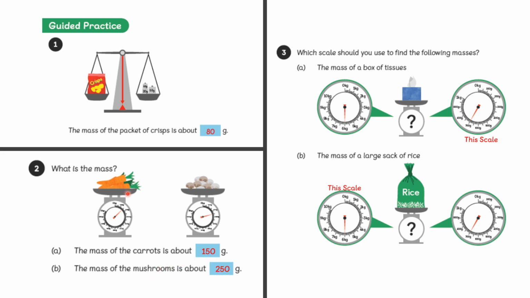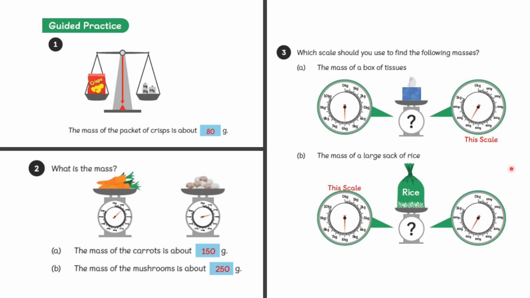Now you can see that if you look really closely, the red pointer is pointing halfway between the 100 mark and the 200 mark, which means it has a mass of 150 grams. The mass of the mushrooms is about 250 grams because again it's pointing directly between the 200 gram mark and the 300 gram mark. Really well done if you got both of those right. If not, don't worry, just pop a C next to them and come back to them at a later date.